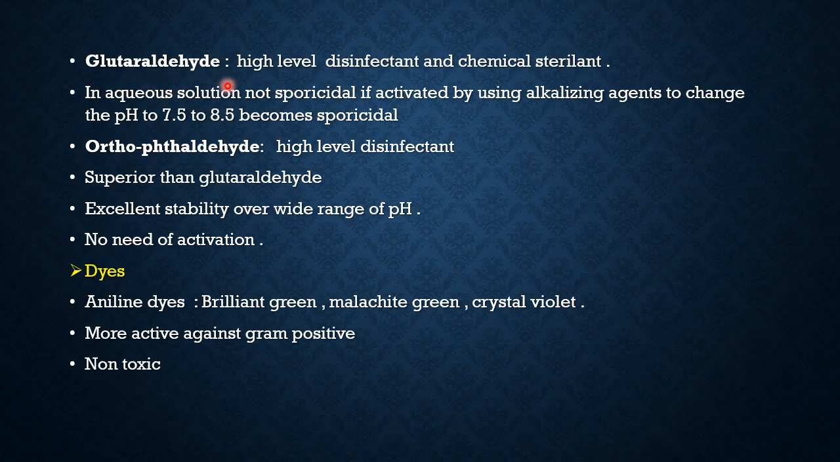Okay, next is glutaraldehyde, a high level disinfectant and chemical sterilant. That means it can kill almost all microorganisms. In aqueous solution it is not sporicidal, but if activated by using alkalizing agents to change the pH to 7.5 to 8.5, it becomes sporicidal. So when it is mixed with water, it cannot kill spores, but when you increase the pH to 7.5 to 8.5 using alkalizing agents, it can kill the spores.